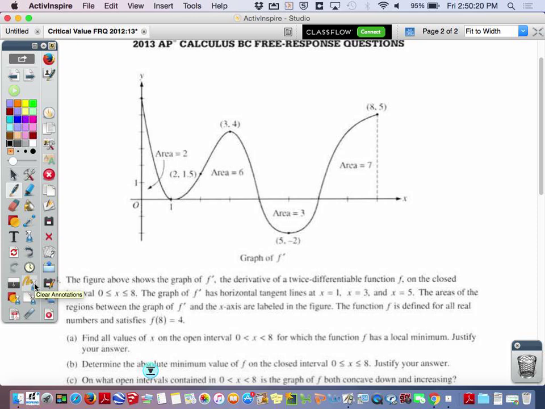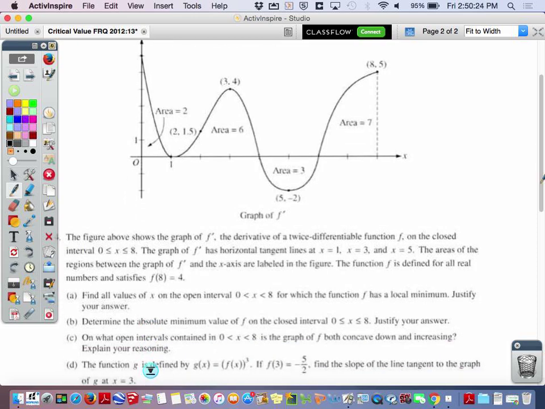Question C. It says, on what open intervals contained in 0 and 8 is the graph of f both concave down and increasing?